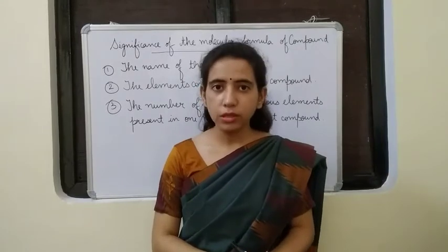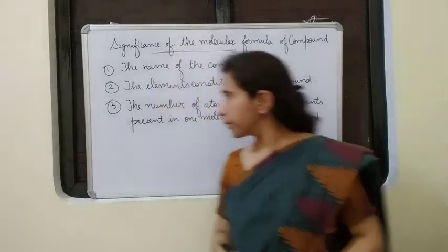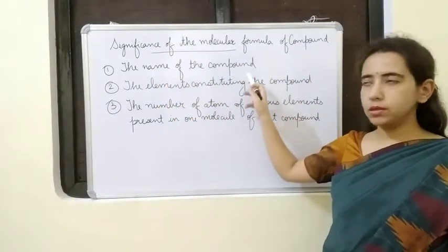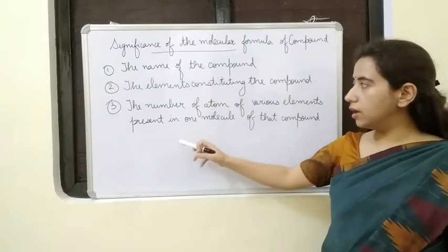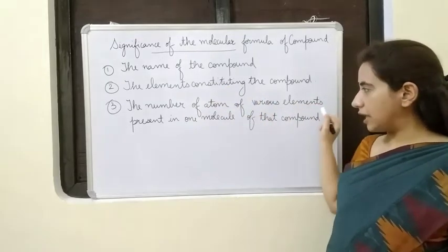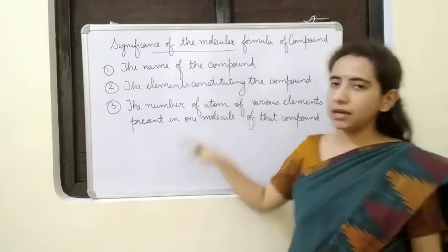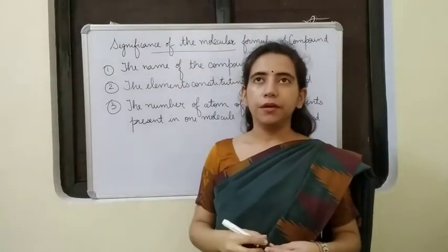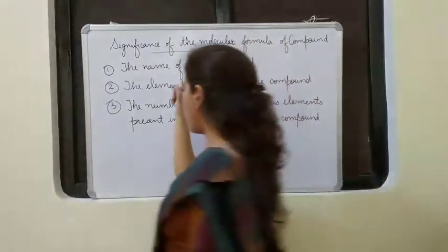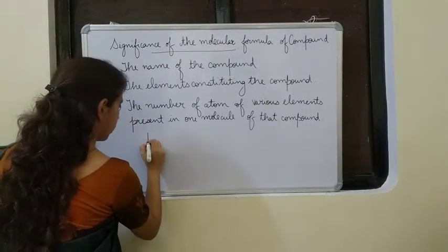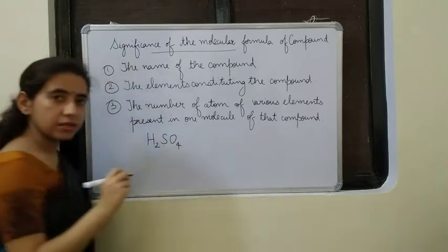Now we'll study about the significance of molecular formula of a compound. Here are they. First, the name of the compound. Second, the elements constituting the compound. And the third, the number of atoms of various elements present in one molecule of that compound. Okay, let us understand this with the help of one example. There is a compound sulfuric acid and its molecular formula is H2SO4. Sulfuric acid is its common name.